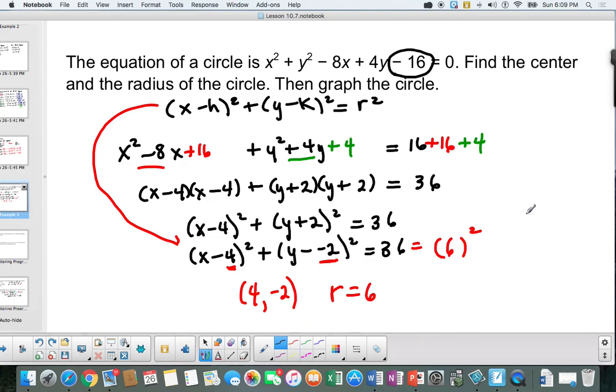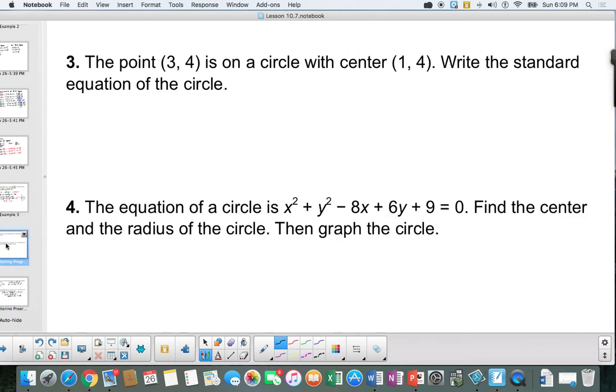So we're going to take one more step and graph it. And so this is going to be 4, negative 2. And then we're going to go out 6, 6, 6, and 6. And we'll have our circle. Okay, now it's your turn. Go ahead and stop the screencast and see what you can do.